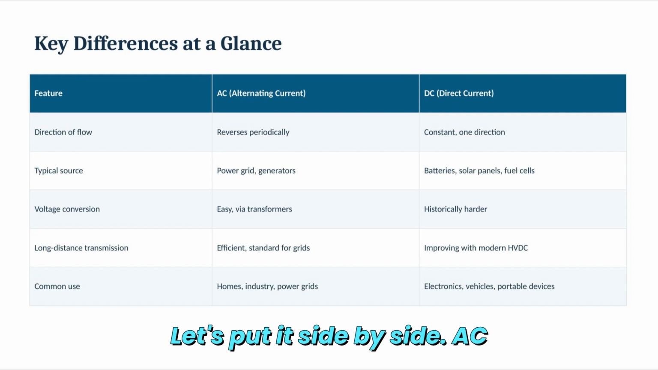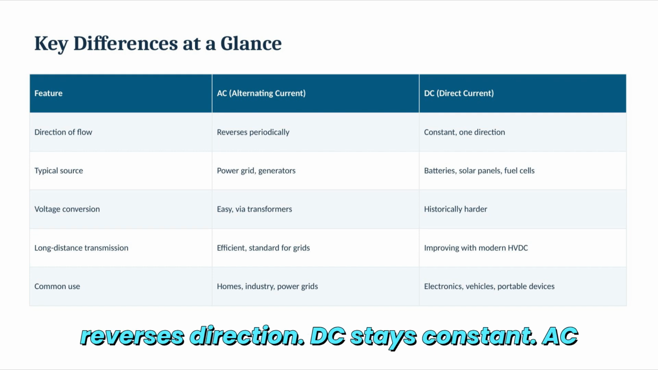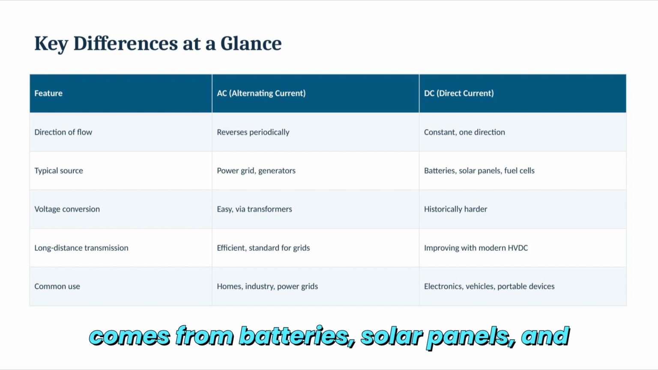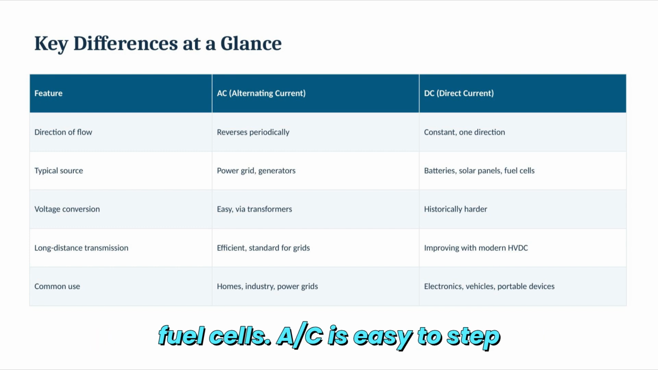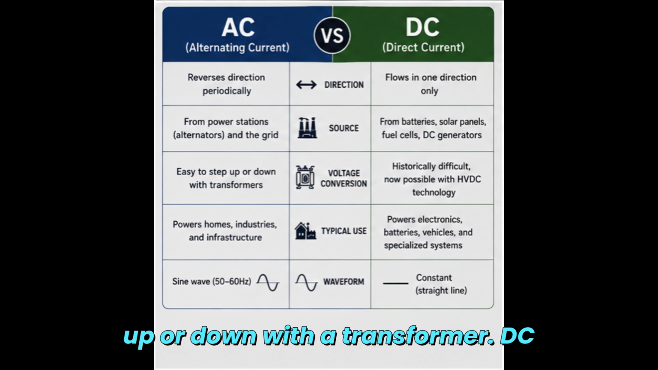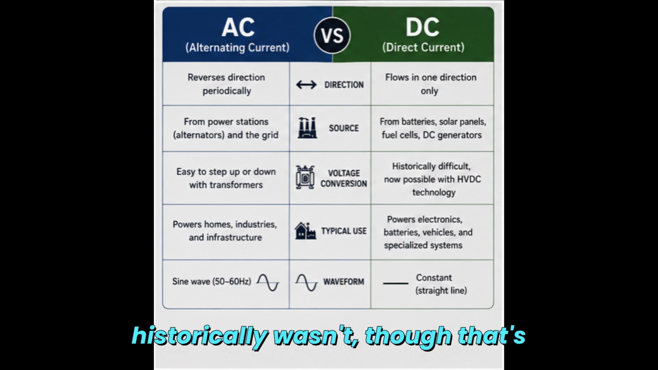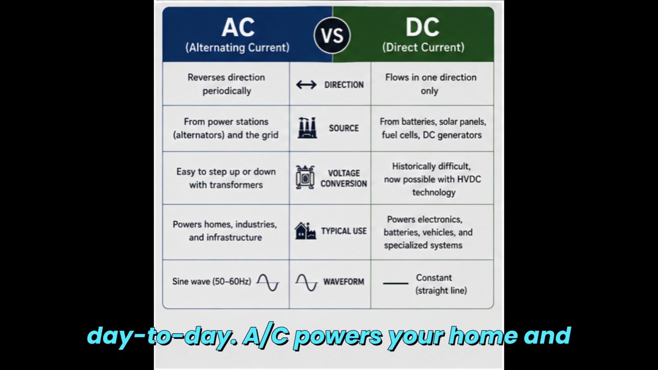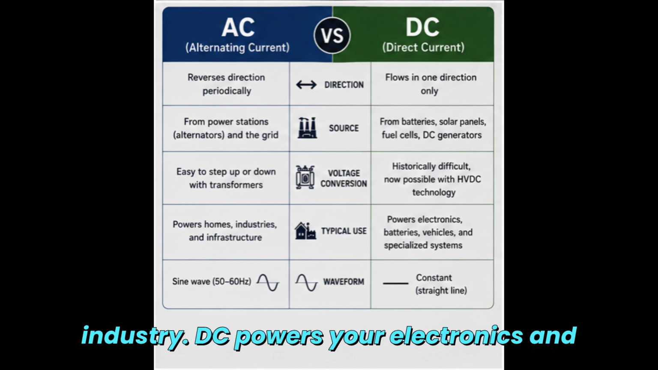Let's put it side by side. AC reverses direction, DC stays constant. AC comes from the grid and generators. DC comes from batteries, solar panels, and fuel cells. AC is easy to step up or down with a transformer. DC historically wasn't, though that's changing with modern HVDC technology. And day to day, AC powers your home and industry. DC powers your electronics and vehicles.